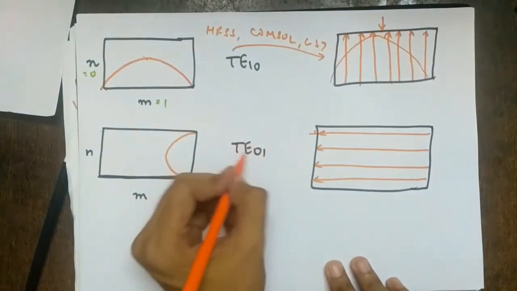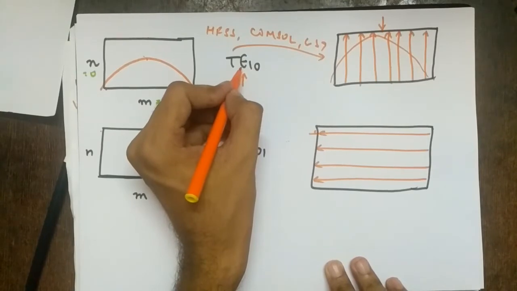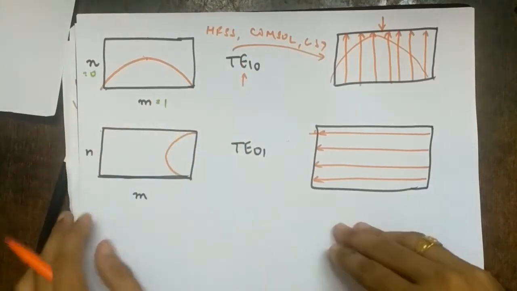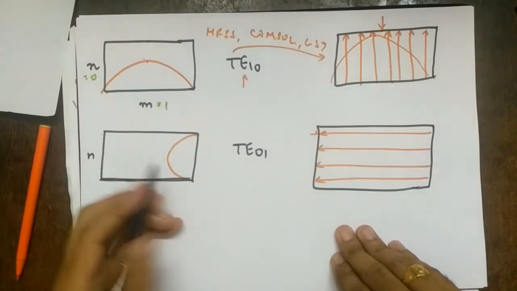And why are we seeing the electric field? Because the electric field is transverse. Is the magnetic field transverse? No, right? That's why we are interested in the electric field. Next, let's slowly increase the complexity now.